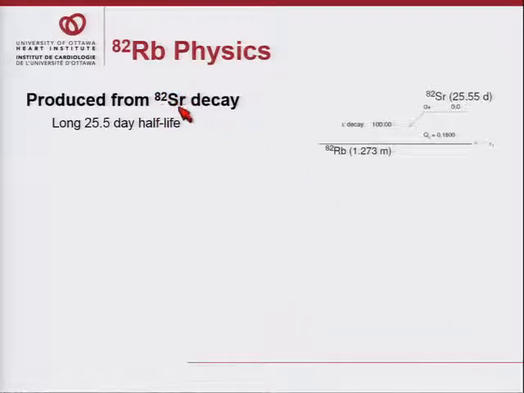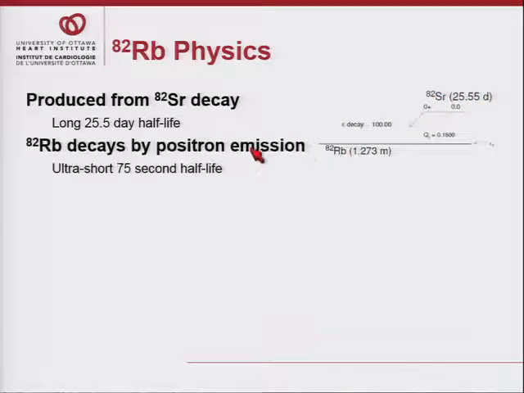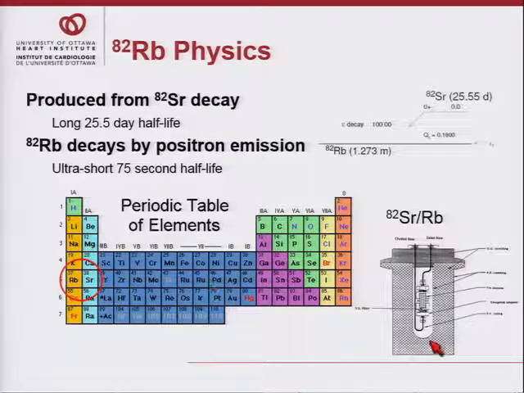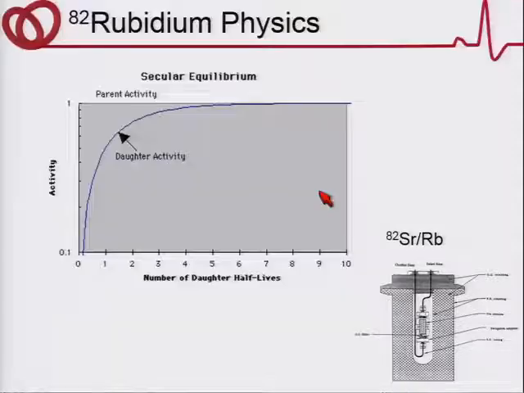Rubidium is produced by strontium decay. In a strontium generator, we have a parent compound with a half-life of 25 days. Rubidium itself is ultra short, decaying with a 75-second half-life. Basically, a radionuclide generator is, as I said, nothing more than an ion exchange column which will bind elements in column 2. When strontium decays to produce rubidium, it now has a different electron valence. It's no longer bound to the column and can simply be eluted off by flushing with saline, giving a radioactive rubidium chloride eluate.